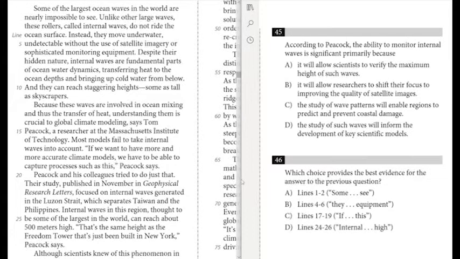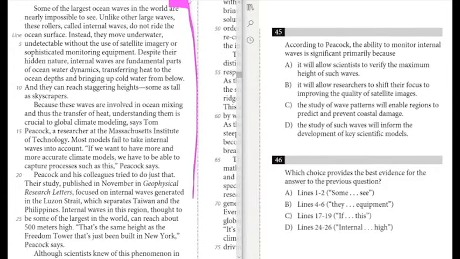Question 45 is followed by an evidence-based question. So once again, we don't want to look at 46 too much before 45. But what we can do is notice that all the given quotes are coming between lines 1 and lines 26. So it wouldn't make any sense here to be looking around lines 60 or 80 for the information that we need. So according to Peacock, the ability to monitor internal waves is significant.